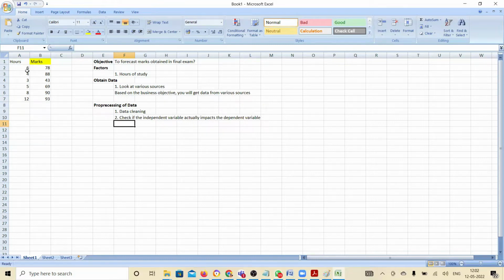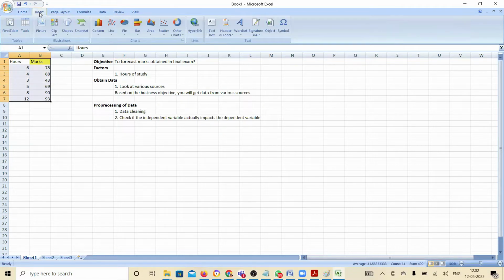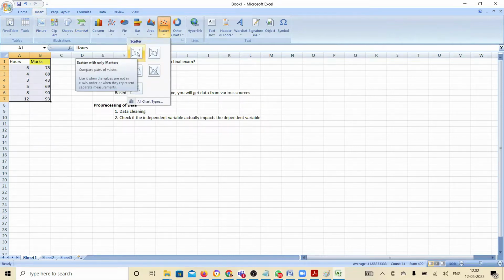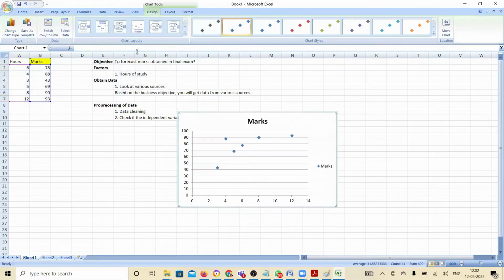Okay, so to check the data, there are multiple things you can do. First is using scatter plot. If I go to insert, okay, and I click on scatter plot. Okay, you can see my screen, right? I'm plotting scatter plot here.